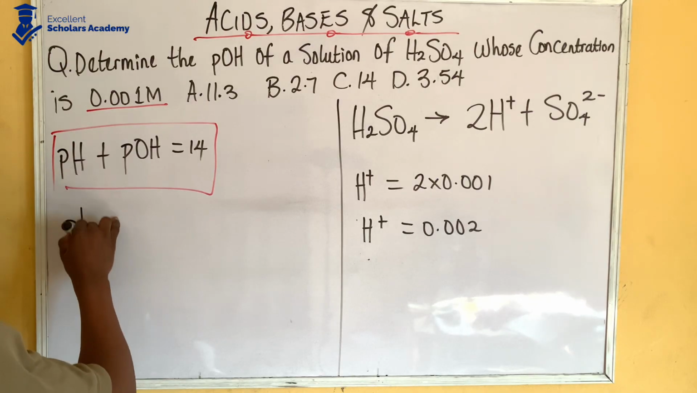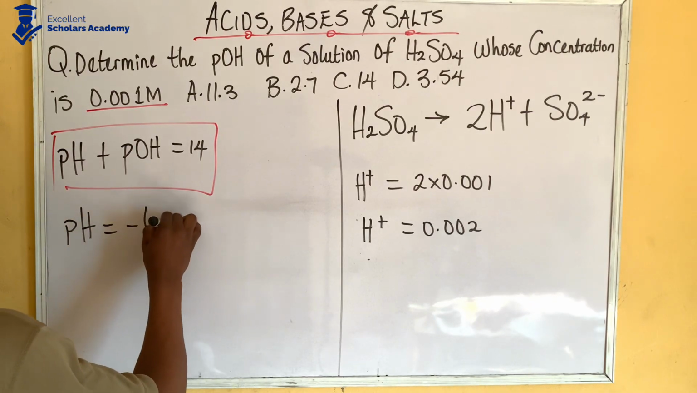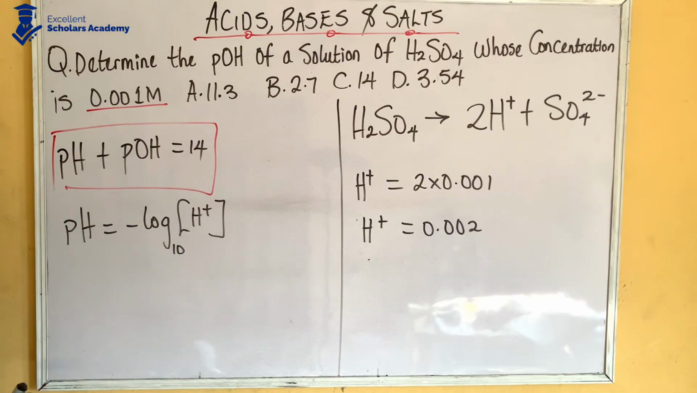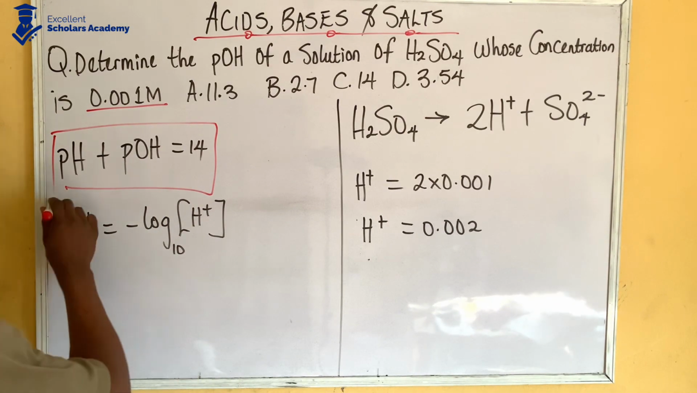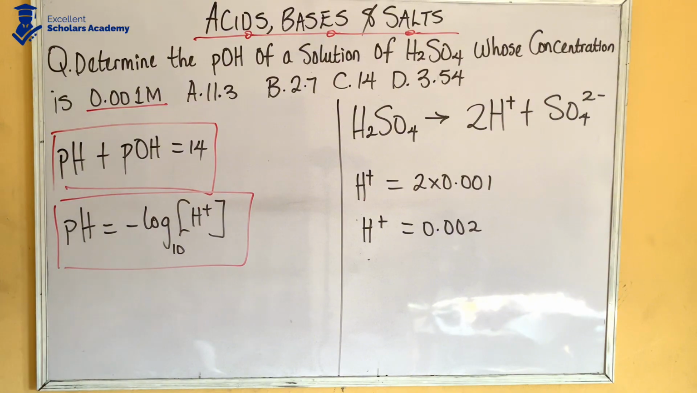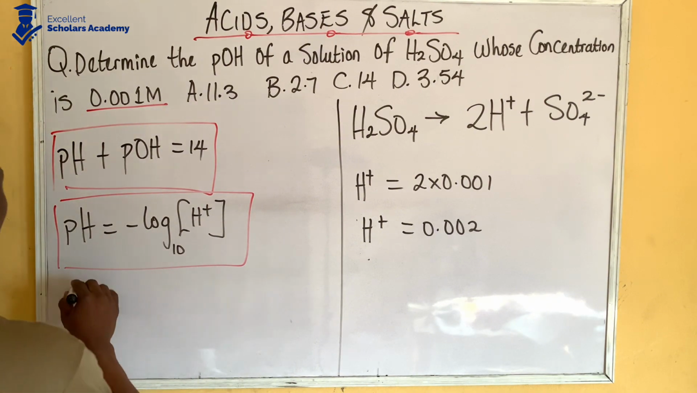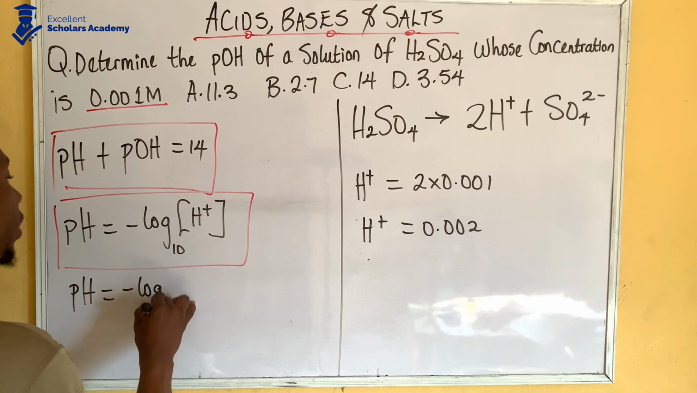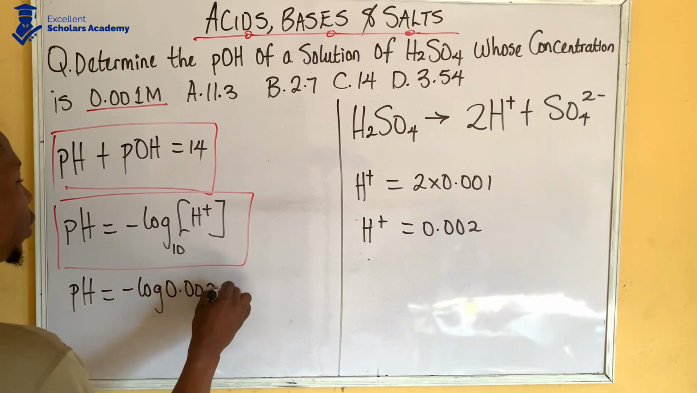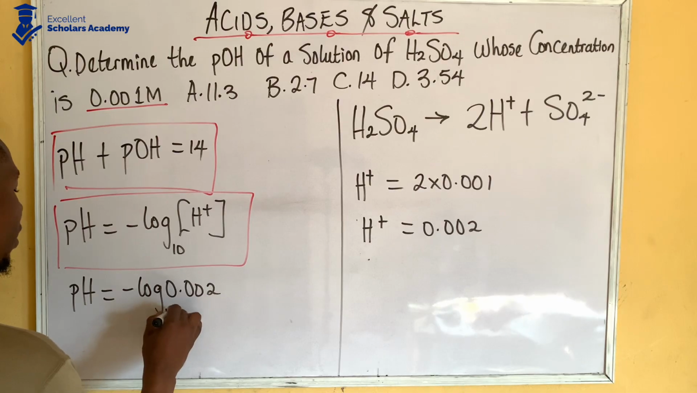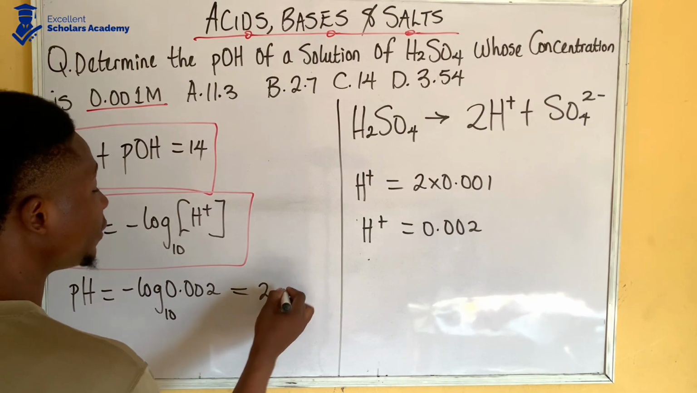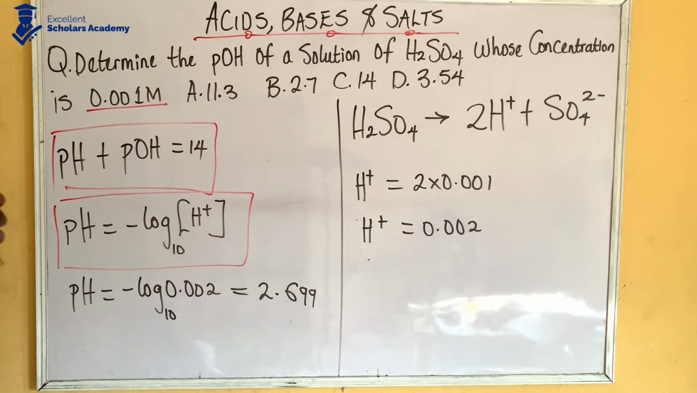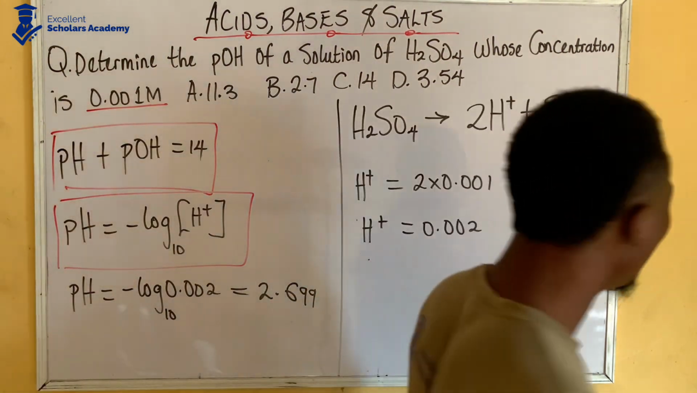Now, I want you to recall that your pH is equal to minus log H plus, base 10. So we have to find our pH here. Our pH is going to be equal to minus log 0.002, which is our H plus here, base 10. Now this is going to give us a value of 2.699.